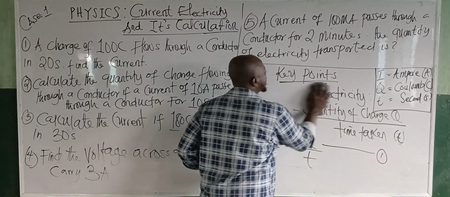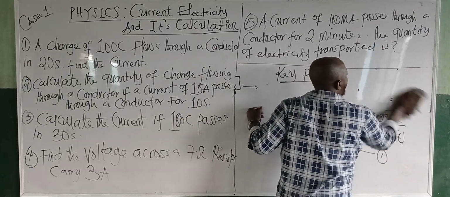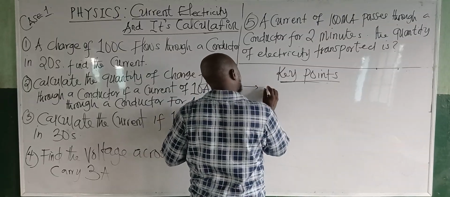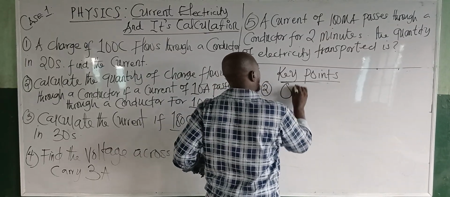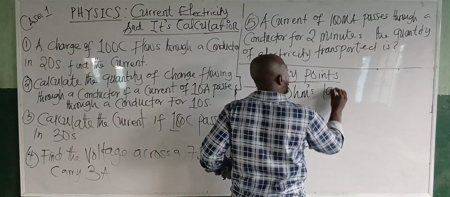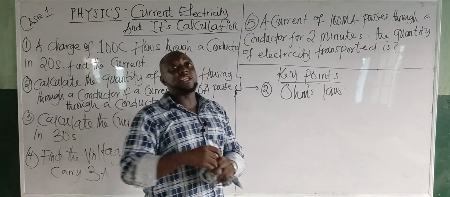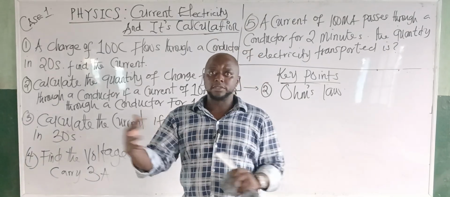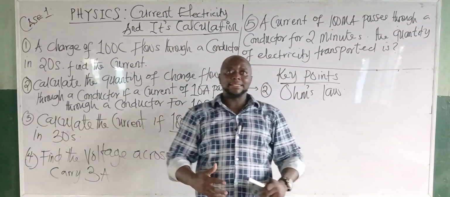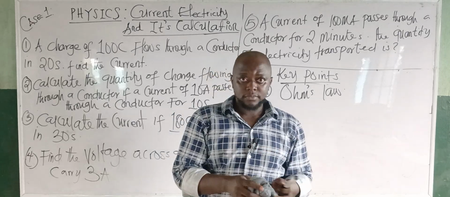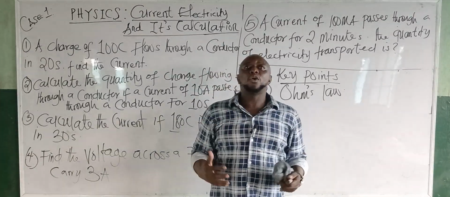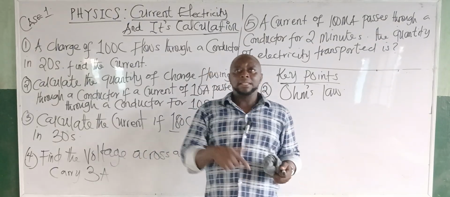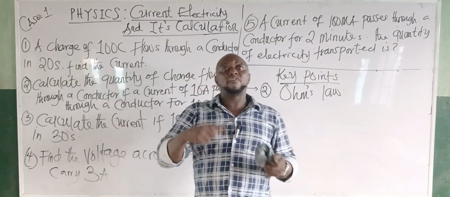Next point to note. Number 2 is Ohm's law. There is a relationship between current and Ohm's law. So what is Ohm's law? We say Ohm's law is defined as the flow of current electricity.